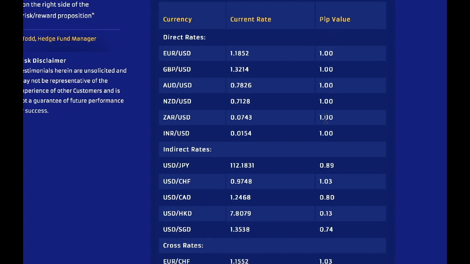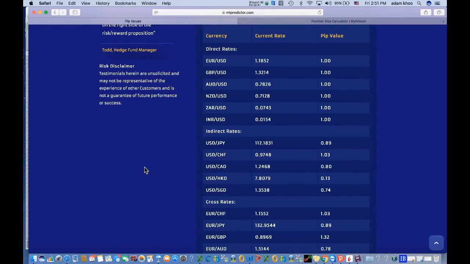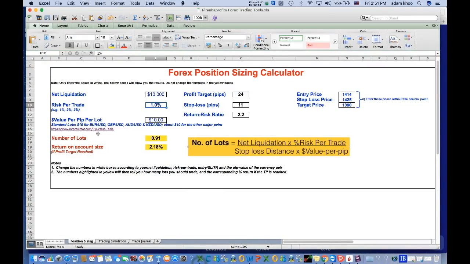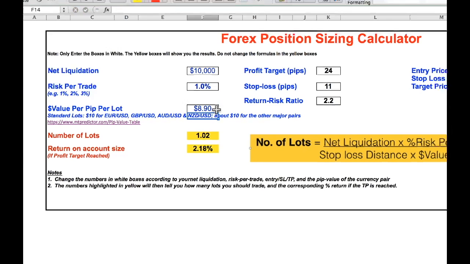This pip value is based on 10,000. So for one standard contract, which is 100,000, you have to multiply by 10. So if you're trading, for example, the dollar yen, it'll be 0.89 times 10. Sorry, not $89, my bad, $8.90, so 8.90 times 10, so 89. Okay?